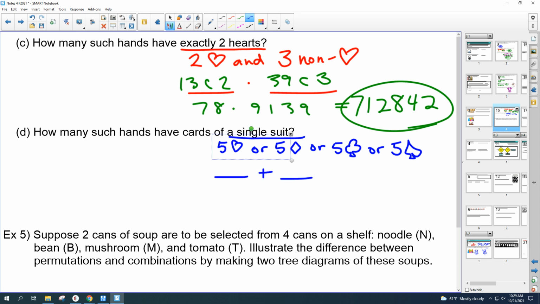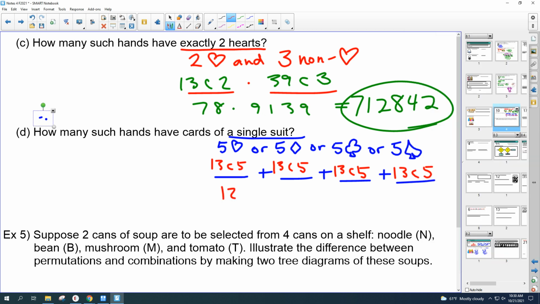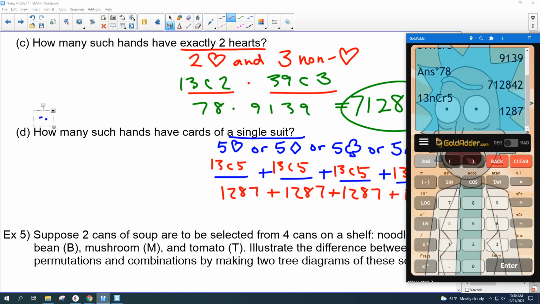But I've got something plus something plus something plus something. So if I want 5 hearts out of how many hearts? 13. So that's going to be 13 choose 5. But isn't it going to be the same thing for the diamonds and for the clubs and for the spades? Because there are 13 cards of each suit. 13 choose 5 is, I believe, 1287. So you've got 1287 times 4, essentially. I'm not going to add those up. I'm going to multiply by 4. 1287 times 4 is 5148.